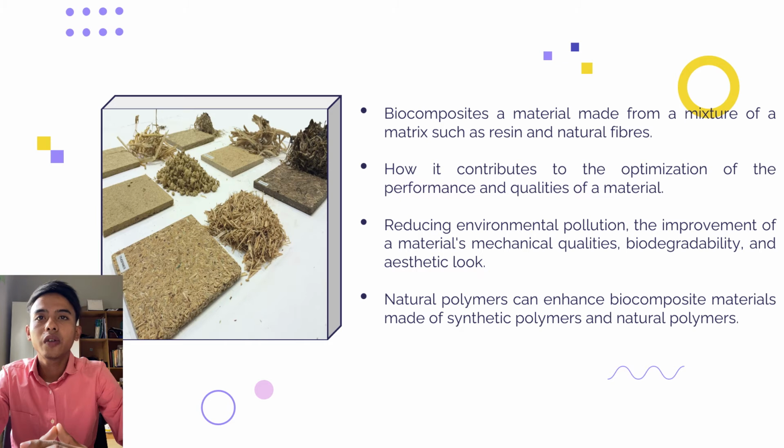In the definition of biocomposite, it is a material made from a mixture of materials such as resin and natural fiber, either wood or non-wood, that act as a filler and are derived from plants. The author evaluates the characteristics of silicone biocomposite material and how it contributes to the optimization of the performance and qualities of a material. This will be related to its application, as it will be widely employed in the future.